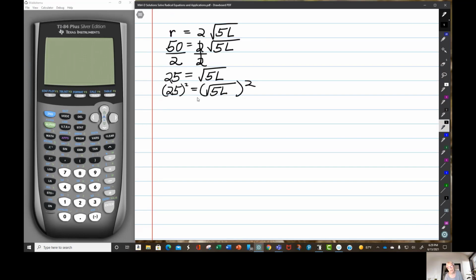$25 squared equals the square root of 5L squared. 25 squared is 625. $25 gets squared a lot in math. This will be 5L. Remember, when you square a square root, you just get what's underneath. Now I'm going to divide by 5 and divide by 5. Now, 625 divided by 5 is 125.